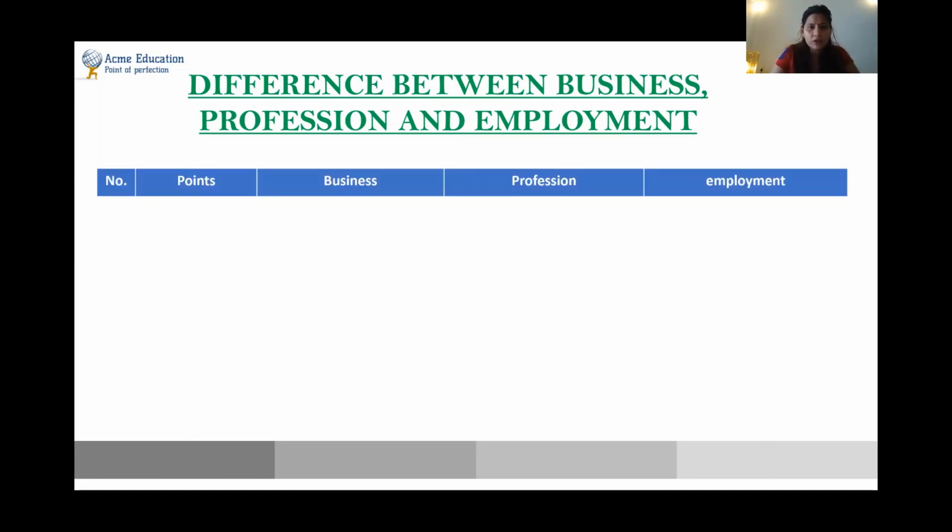That's it. Now we move to the next topic, and that is, what is the main difference between business, profession, and employment? So we individually checked out what is business, we checked out what is profession, we checked out what is employment. Now let's see the difference between all three.